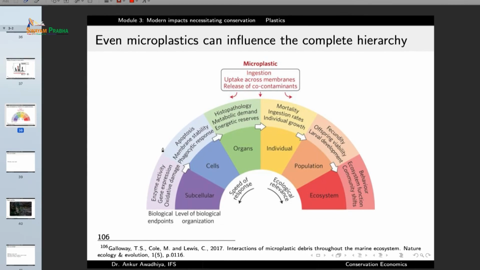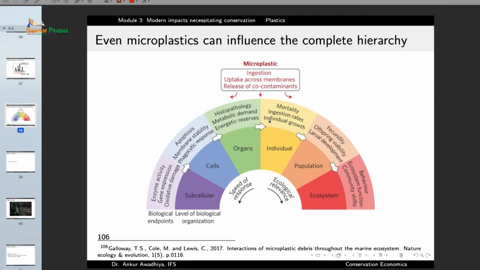It may hamper the membrane stability. It may impact the phagocytic response. Now, phagocytosis is the process by which a cell is able to eat. Now, if a cell starts to eat these microplastics, then probably they will also impact the phagocytic response of different cells. At the level of organs, they impact the histopathology, the metabolic demand of the organism, and the energetic reserves that are there. Because in the organs, when plastics and especially microplastics get accumulated, then the energetic reserves are depleted.